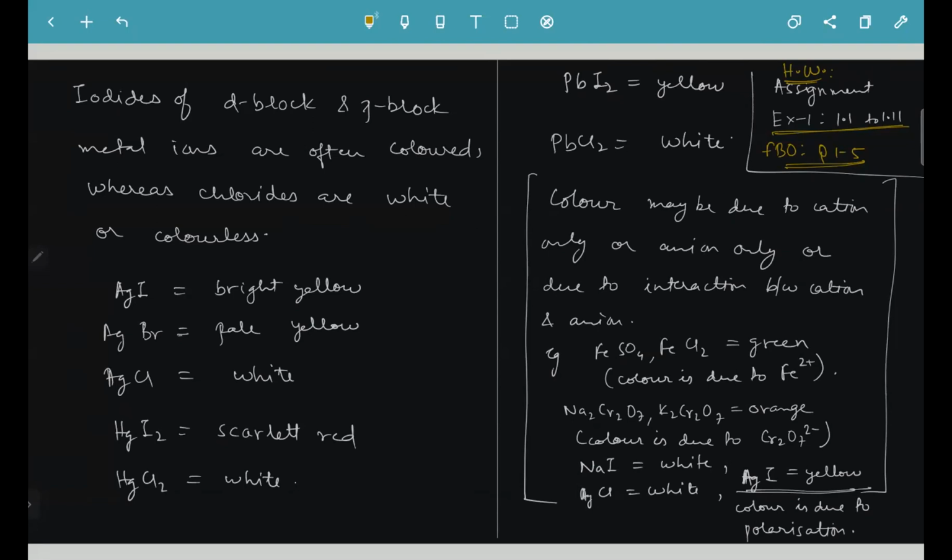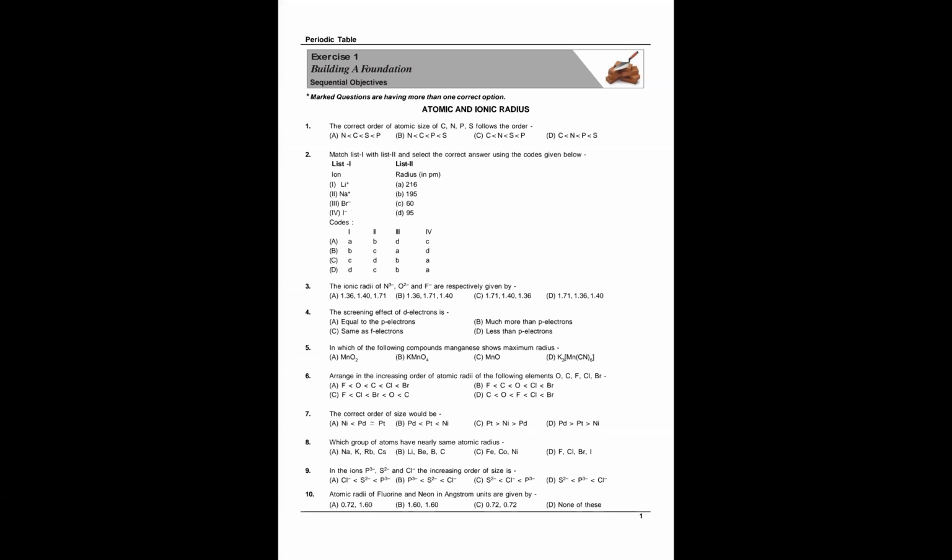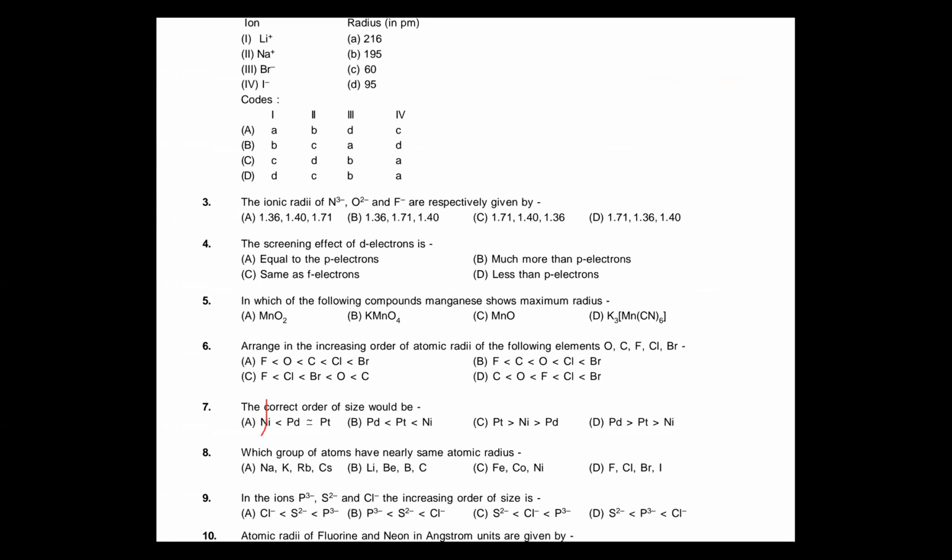Sir, am I audible? Yes, yes, you're audible. Sir, exercise 1, question number 5. One second, let me open it. ये नोट कर लिया ना? हाँ, yes sir. Which shows maximum radius. This is based on the charge on the atom. More is the positive charge, smaller will be the radius. This is manganese plus 4, this is manganese plus 7, this is manganese plus 2, this is manganese plus 3. Option C. More charge means smaller radius. Okay? The smallest radius will be KMnO4 and largest radius will be MnO. Okay, sir. Understood? Yes, sir, understood.